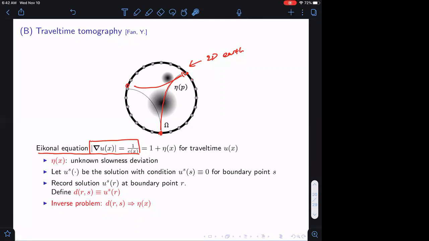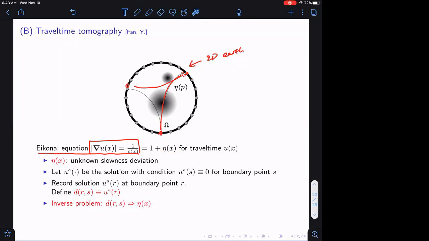Okay, so we have this Eikonal equation. U describes the travel time. The modulus of the gradient of U is equal to 1 over c(x), so 1 over the sound speed. Again, I play this trick: c itself is not easy to work with, so I turn it into a new unknown field. I define 1 over c(x) to be 1 plus eta, and eta is going to be my new unknown field that I'm going to work with.